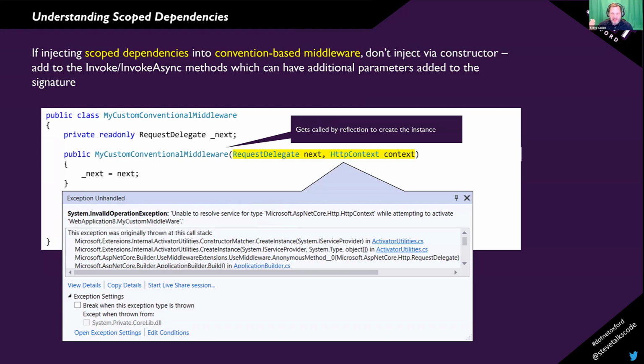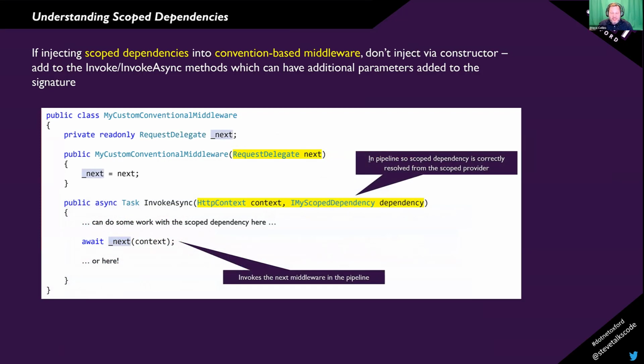Other scoped dependencies that are not part of that pipeline may well resolve, depending on whether you're in develop mode or release mode and whether you've turned validate scopes on or not. But as I say, if they get in there, they become captured dependencies.